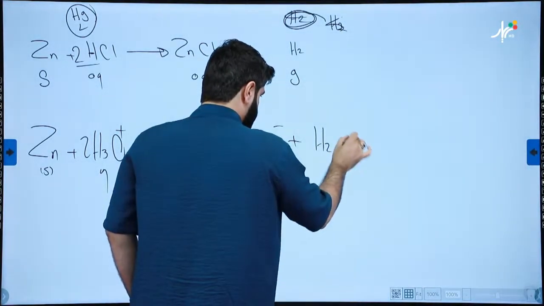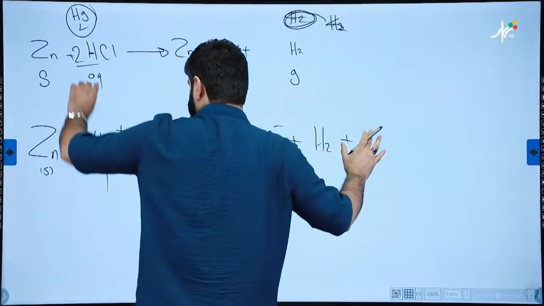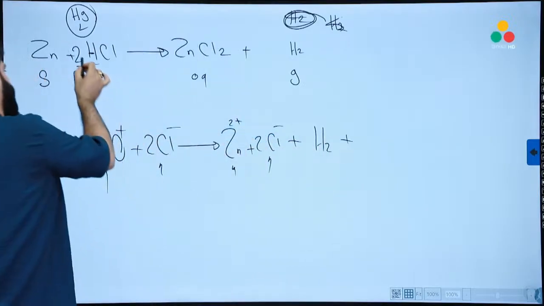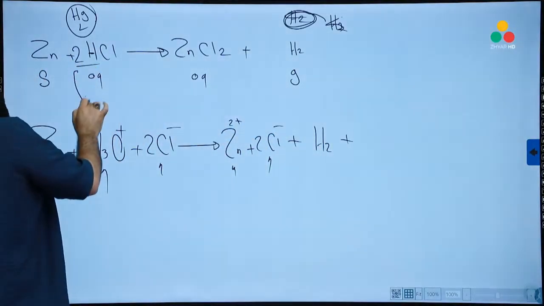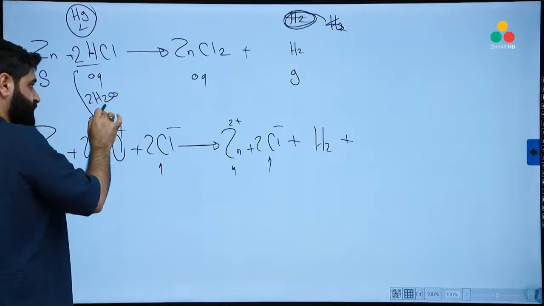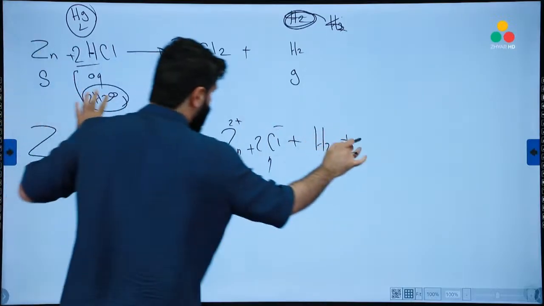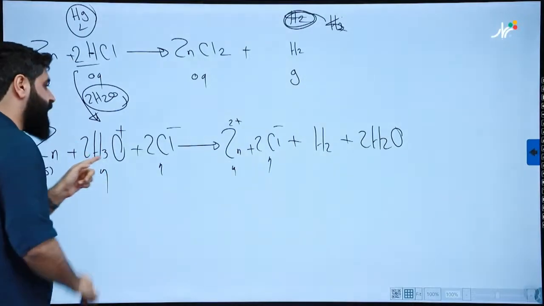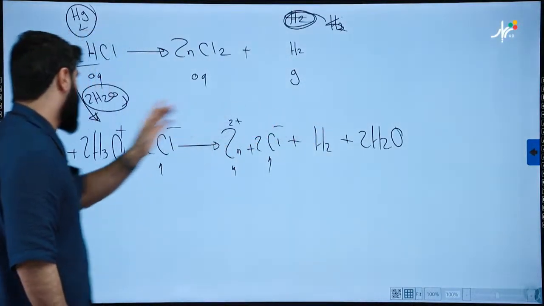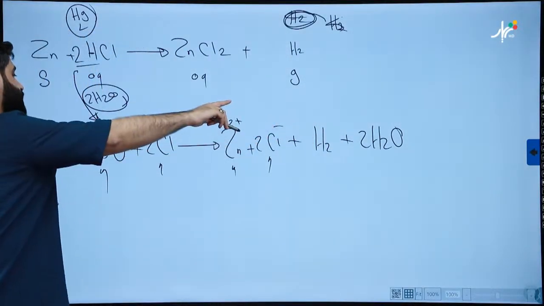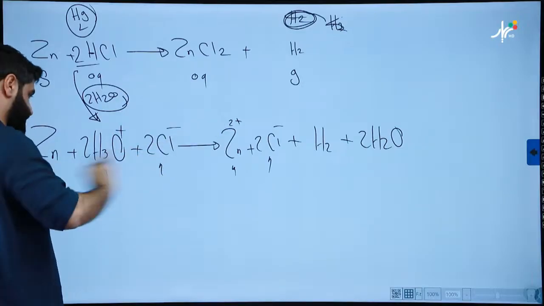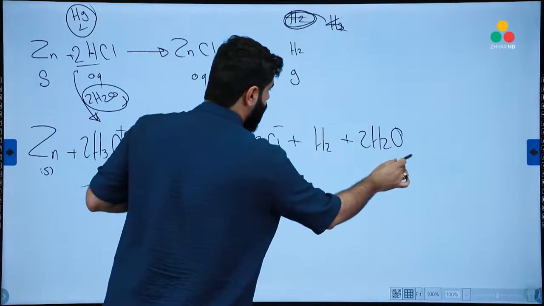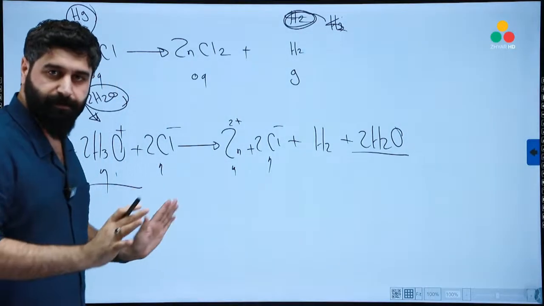H2. You should add water molecules because we have changed H into H3O. During this conversion, we have added 2 water molecules, so we need to add these 2 water molecules here also. If we have 2 hydronium ions, there must be 2 water molecules; 3 hydronium, 3 water molecules; 4 by 4. We need to have hydronium and water molecules in the same number.